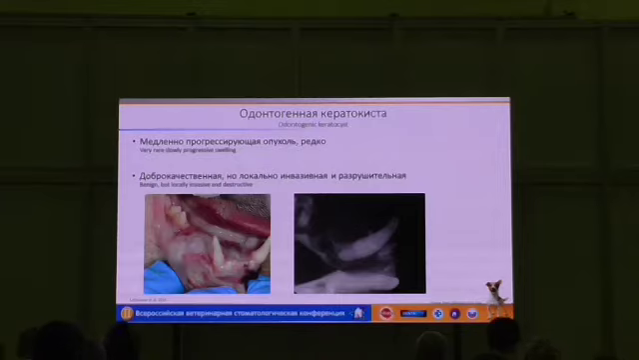But this report describes odontogenic keratocyst in a cat, and you can see how severe bone destruction can actually be caused by an odontogenic cyst. The same in dogs as in cats.